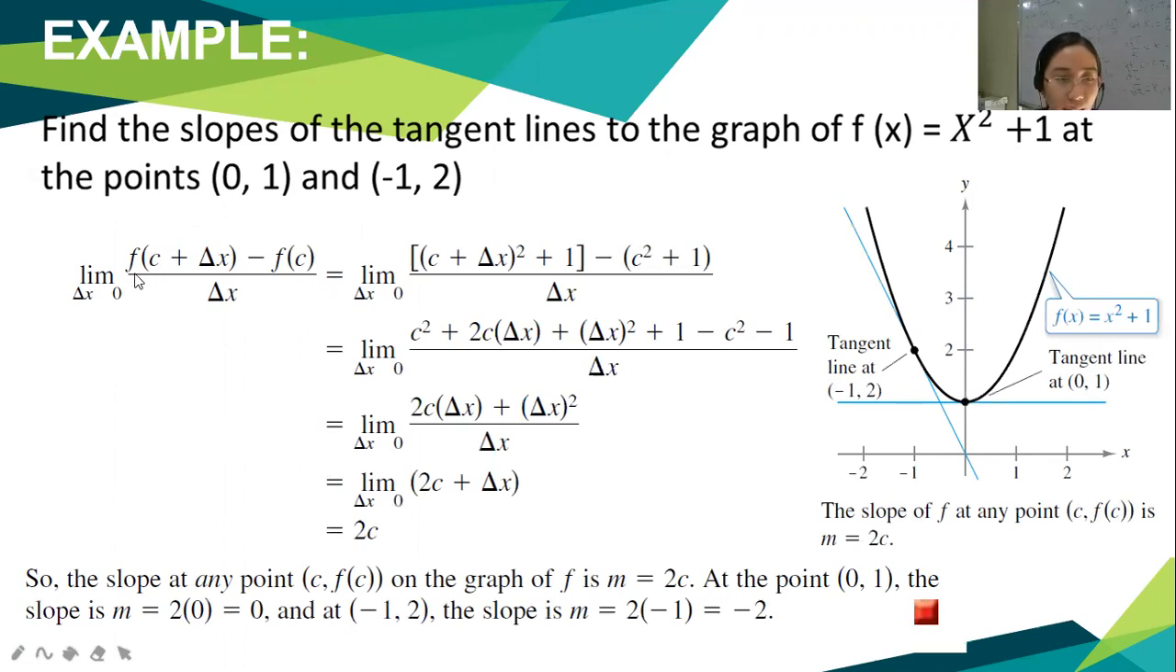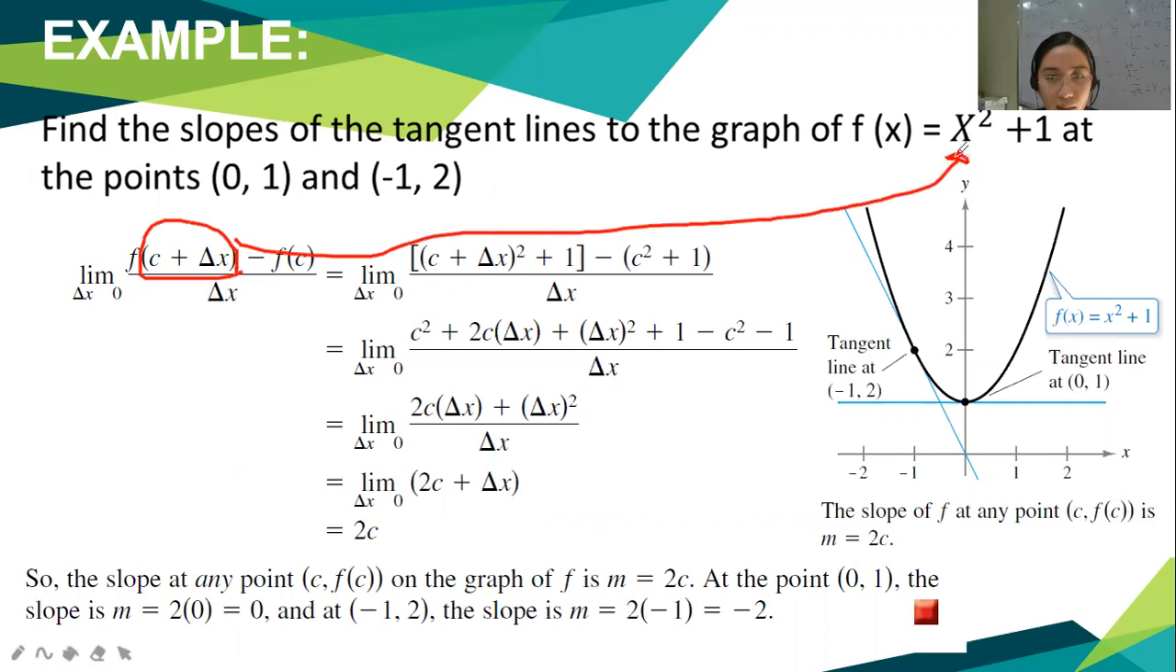So we have, right, the general formula: the limit as delta x approaches 0 of f of c plus delta x minus f of c over delta x. Then our equation here is x squared plus 1. So x squared plus 1. We substitute this c plus delta x for the value of x.